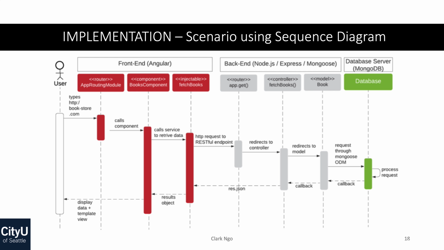reach the front end with the router, and that router would call a component called books component, and the component would call the service to retrieve data. The service fetch books would be the one communicating to the backend and making that request. The backend also has a router, a controller, and a model that would query the database, and the database would process that. The backend, waiting for that data, now fulfills the callback from both the model and controller, and the controller can send back a JSON response to the front end, which generates an object, and with that object generates a data plus template view for the user.